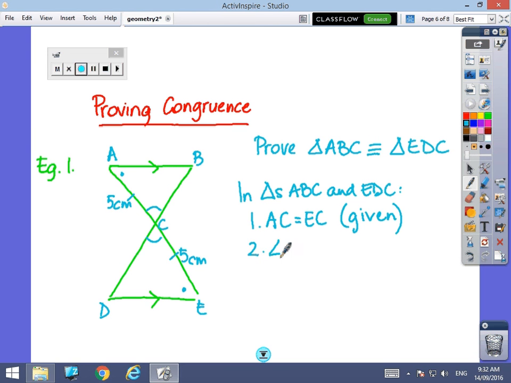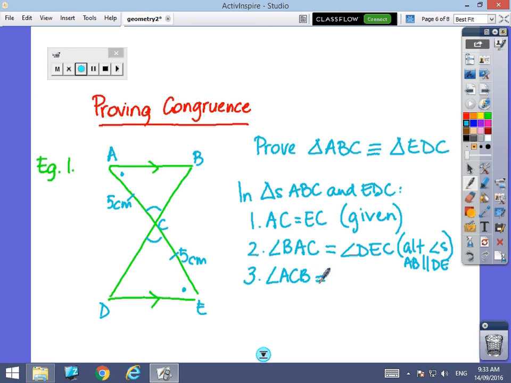Number 2, angle BAC. So this angle up here, angle BAC, is equal to angle DEC. I've got to give a reason. My reason would be alternate angles. And I might also want to say AB is parallel to DE. And then my third bit of information is angle ACB. So looking at these ones here, angle ACB is equal to angle ECD. And why is that? Because they're vertically opposite angles. There's my 3 bits of information.